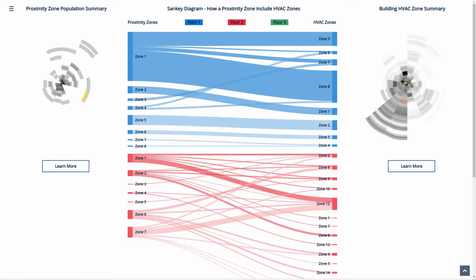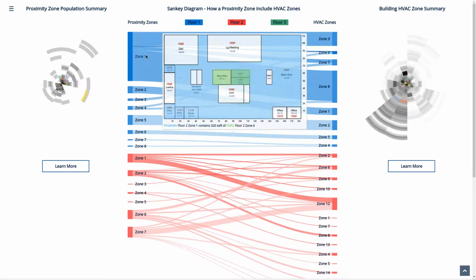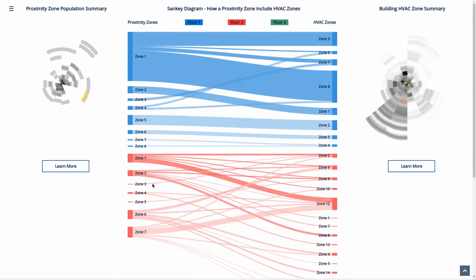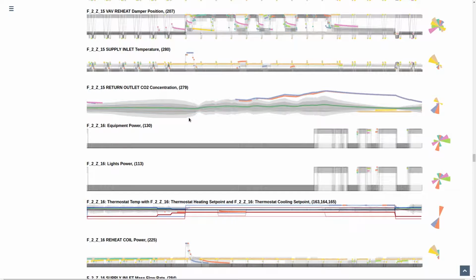The Overview tab shows the relationship between proximity zones and HVAC zones. Users can see the corresponding area in the map by mousing over the links connecting zone names. This dataset contains many one-day cycle periodic data. Using statistical interquartile measurement, we computed outliers at a given time across different days.